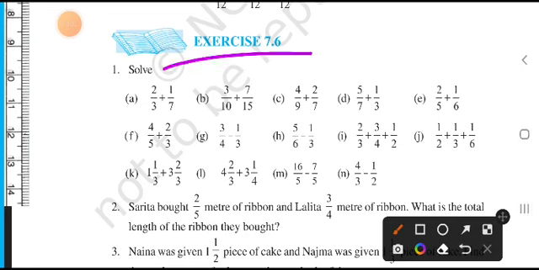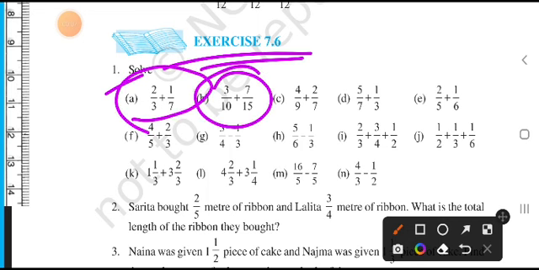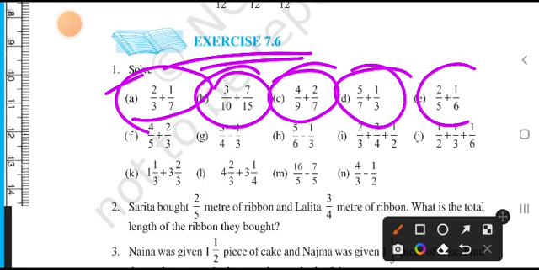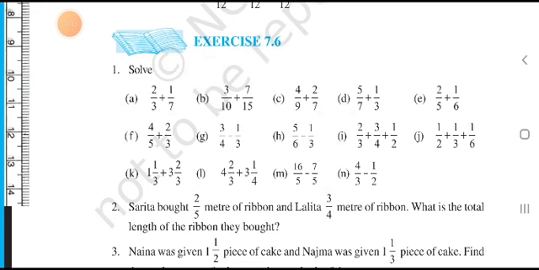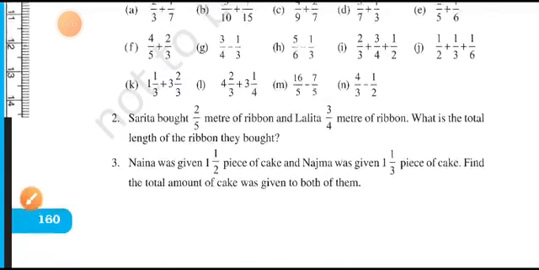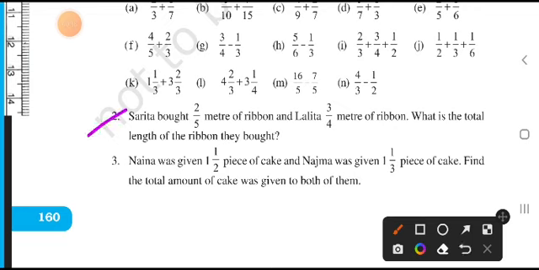Exercise 7.6. The first question is based on addition and subtraction. You can clearly see that some problems are related to addition and some problems are related to subtraction. So you can easily do that. And from question number 2, there are word problems. Sarita bought 2/5 meter of ribbon and Lalita 3/4 meter of ribbon. What is the total length of the ribbon they bought? Here it has been clearly mentioned, so you have to find the total length.